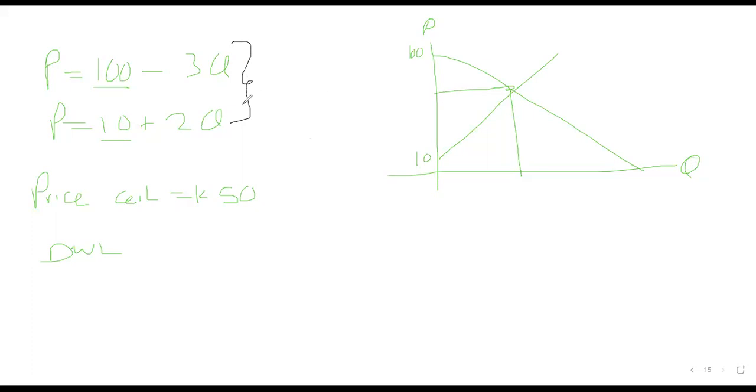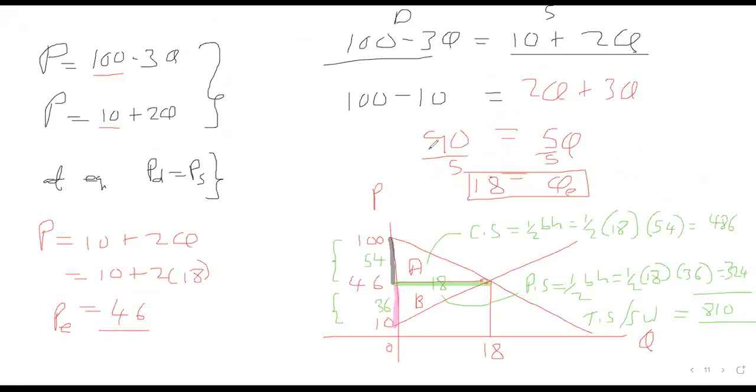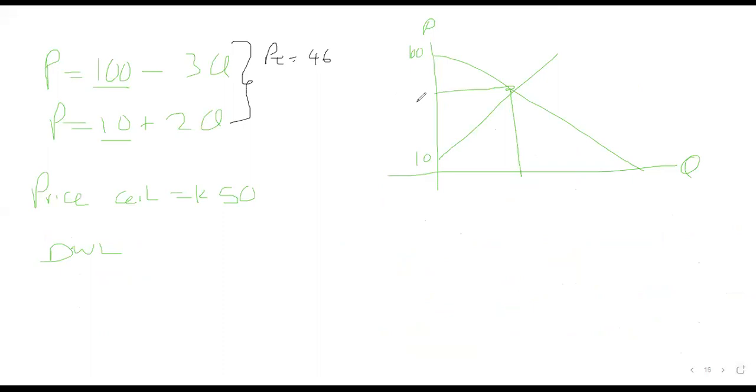Equilibrium is when demand is equal to supply. When we put these two, we already did this. What was our equilibrium price? We calculated it as 46. All right. So this was the question we did here. Our equilibrium quantity was what? 18. So to save time, this is 46 and this is 18. Are we okay with this? Yes. So now government says don't charge above 50.